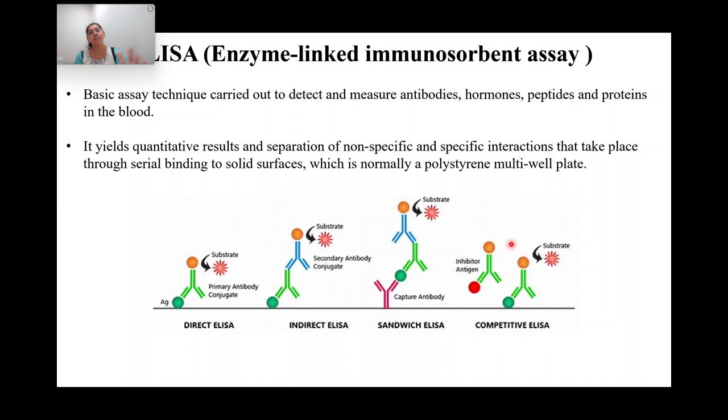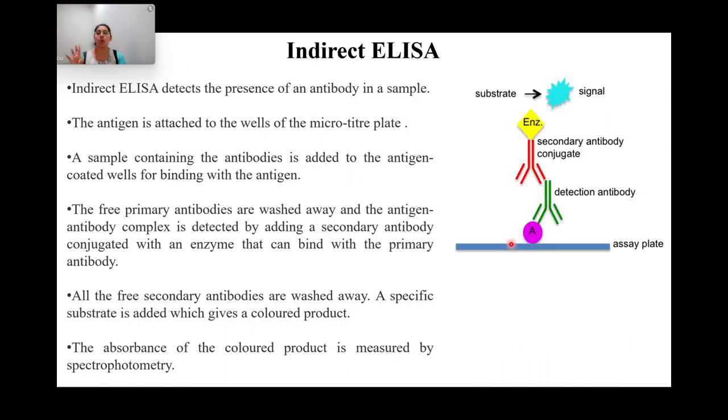As we have mentioned, indirect ELISA means you are detecting the antigen in your sample, or the concentration of protein in your sample, by using a secondary antibody conjugated with an enzyme. As I have mentioned, the antigen is attached on the wells of the microtiter plate, and the sample containing the antibody is added to the antigen-coated well, the primary. After every round you will wash away the ones which are not bound, so that they are removed. This is to remove noise.